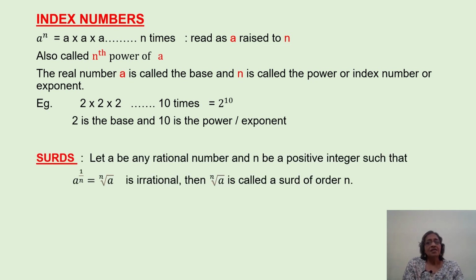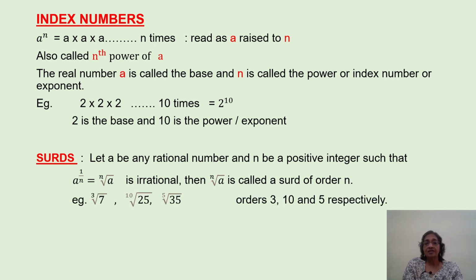Now surds. Let a be any rational number and n be a positive integer such that a raised to 1 upon n, which is nothing but the nth root of a, is irrational. This is called a surd. n is called the order of the surd. Now I've given 3 examples down. The orders are 3, 10 and 5 respectively.